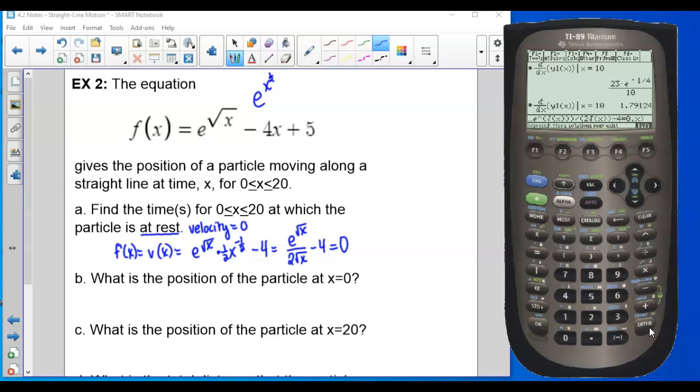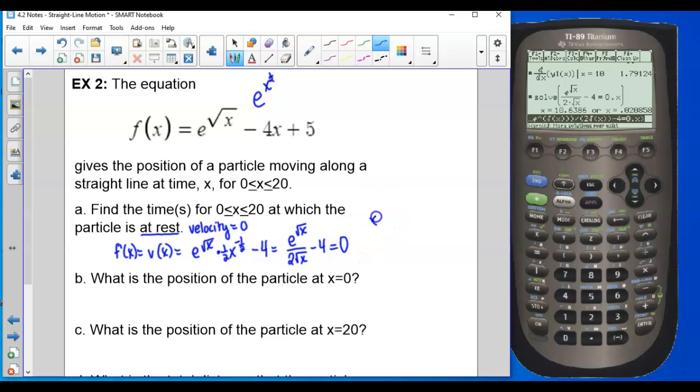And it tells us, warning, more solutions may exist. But we are getting 10.6386 or 0.020858. So we actually have two answers for this. So we've got x equals 10.639, I'm going to go with 639 here, and x equals 0.021 for that. So those are our 2 points at which the particle is at rest.